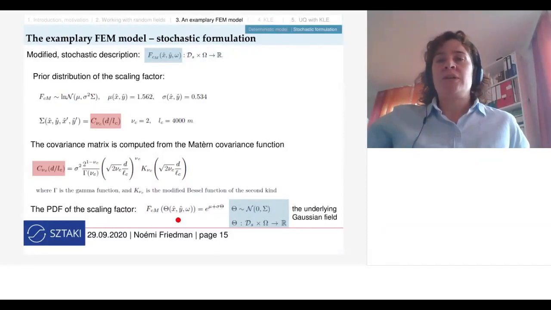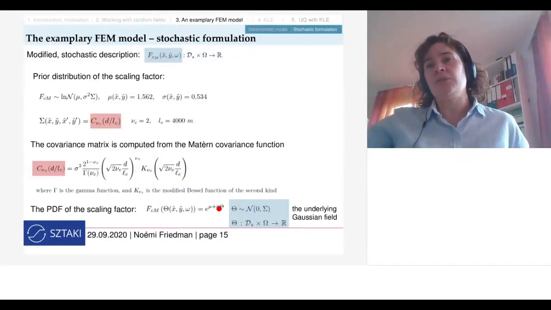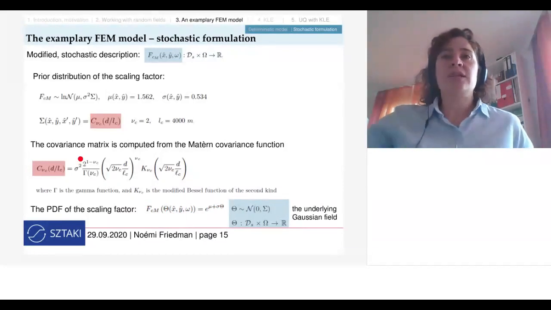So a log normally distributed random field I can get if I have a normally distributed random field and I take the exponential of it. Then I get a log normal field. Now this mu and sigma value will influence the mean value and variance of the field.